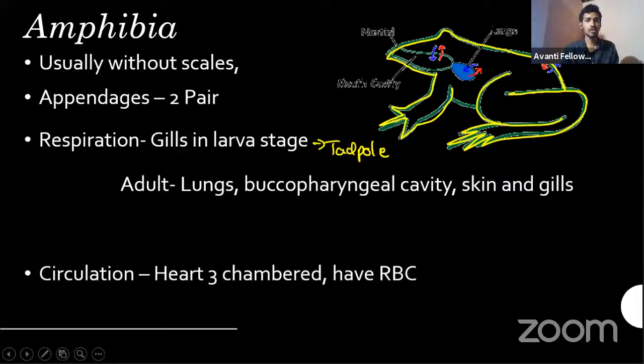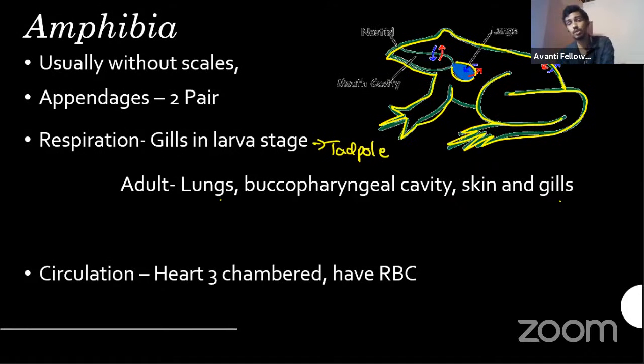So how will they do it? Adult forms have the lungs. They also have the buccopharyngeal cavity, and they also have the skin, and some of them also have the gills. Then what are these things? First one, lungs. You know the meaning of the lungs. The frog will have that. They will respire through that also.